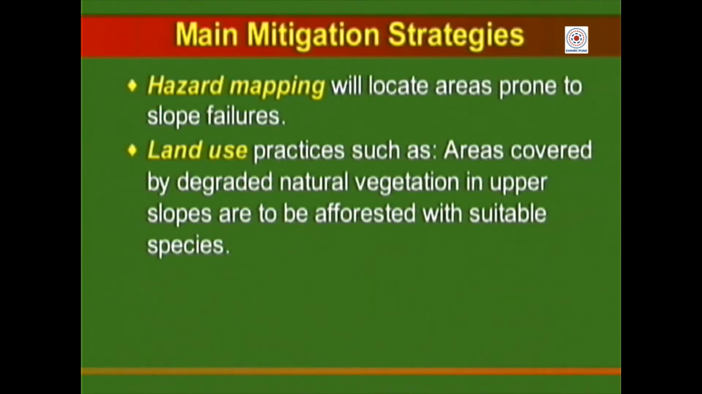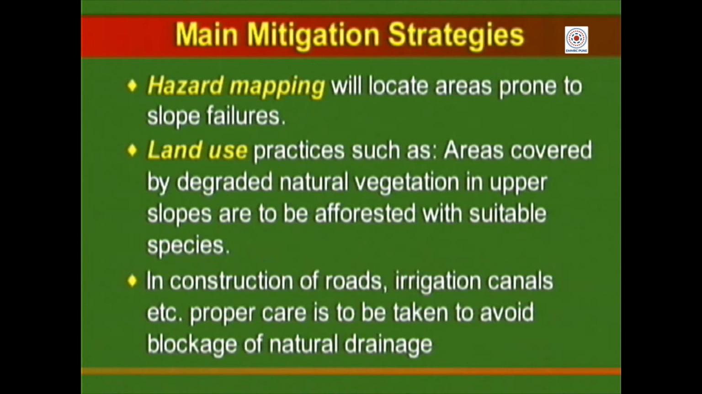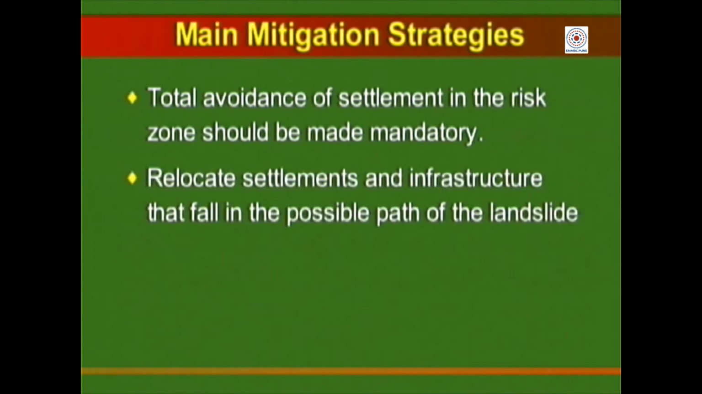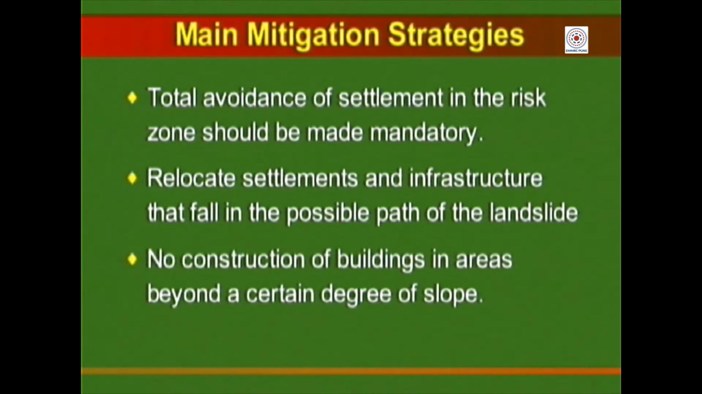Land use practices: areas covered by degraded natural vegetation in the upper slopes are to be afforested with suitable species of flora and fauna. In construction of roads and irrigation canals, proper care is required to avoid blockage of natural drainage, to avoid settlement of community in the high risk area, relocate settlements and infrastructure that fall in the possible path of the landslide, and no construction of buildings in the area beyond a certain degree of slope.